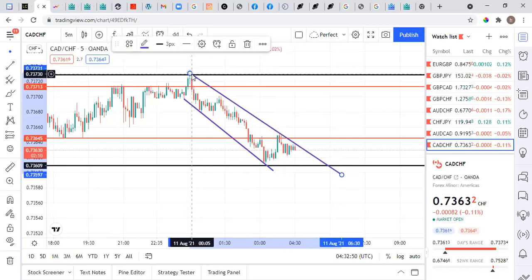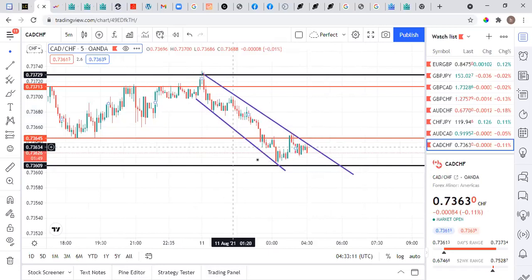But the resistance one is better. 1, 2, 3, 4. In fact, 4, so that's a very good one. So I believe this is going to bounce back down. It's either going to respect my trend line or respect this new resistance line.